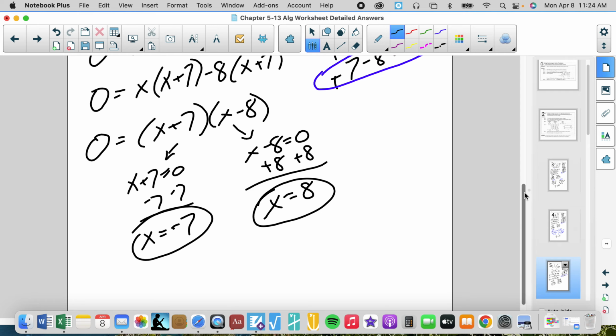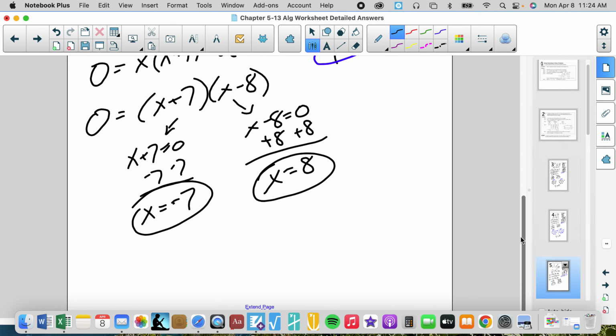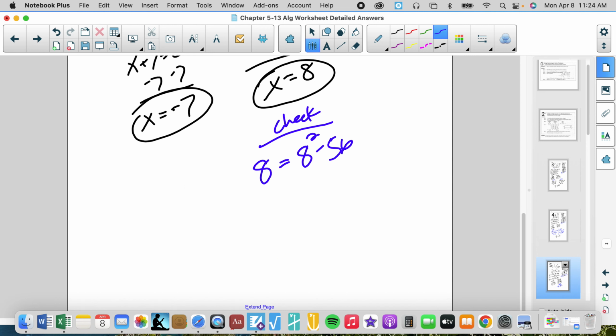Now remember, it said a positive number. So, positive number. Let's check. So 8 equals 8 squared minus 56. That's 64. No, excuse me, that's 8 equals 64 minus 56. 8 equals 8. And that worked.